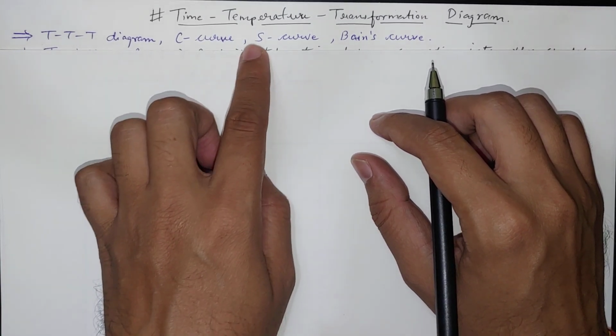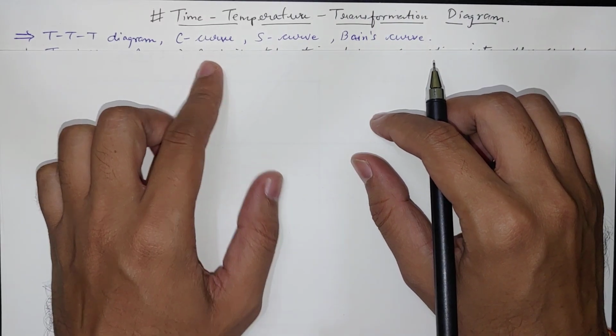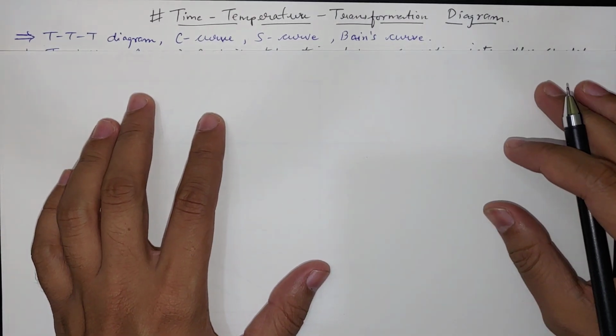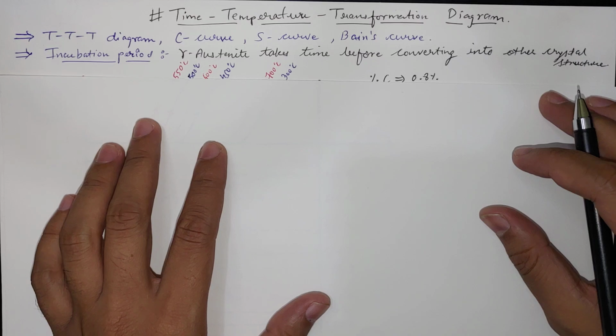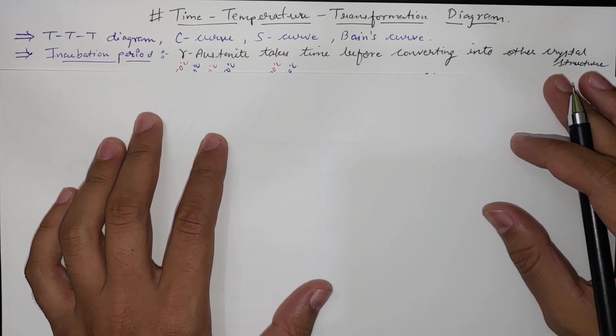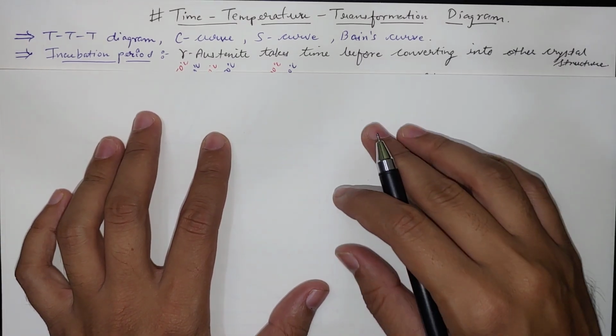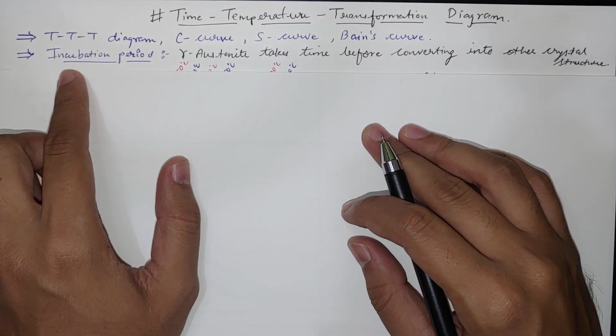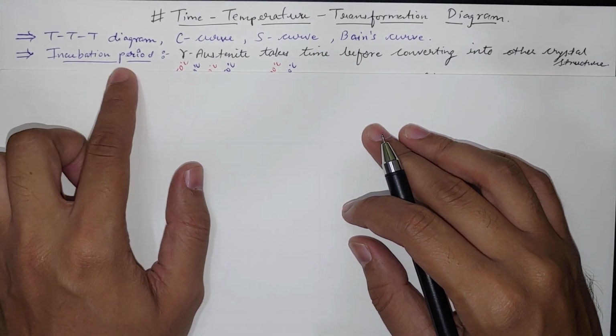So we will understand this time temperature transformation diagram in the next couple of videos. In the first video we will have just an introduction of the key terms used in the time temperature transformation diagram, and the first term is incubation period.